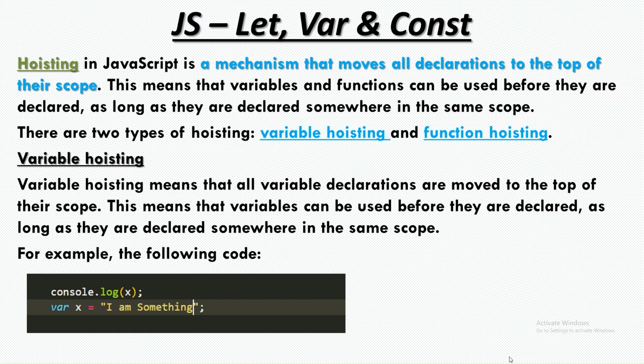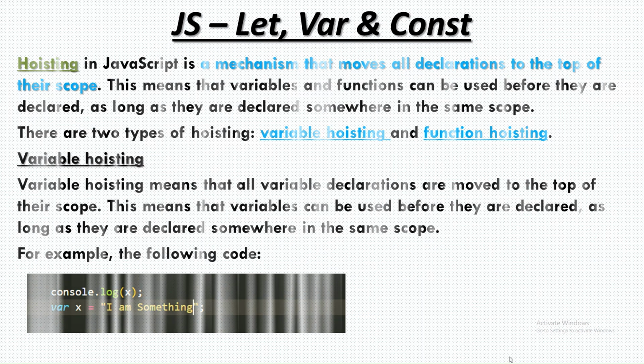So variable hoisting means that all variable declarations are moved to the top of their scope. This means that variables can be used before they are declared as long as they are declared somewhere in the same scope. For example, trying to fetch the value of x while it's not declared and then declaring the value of x, which is a variable.